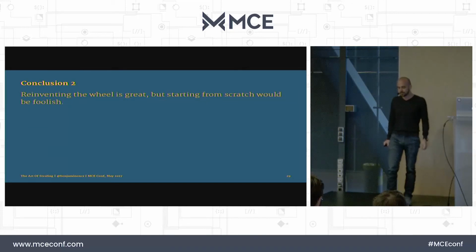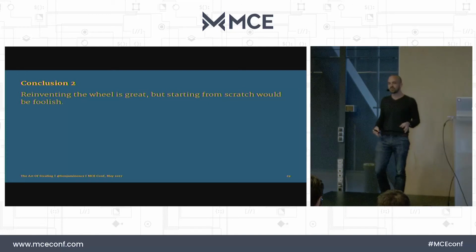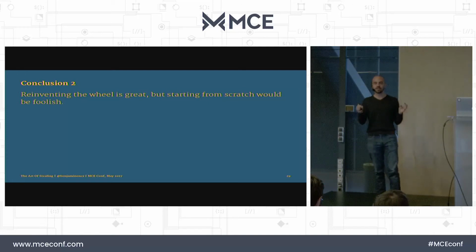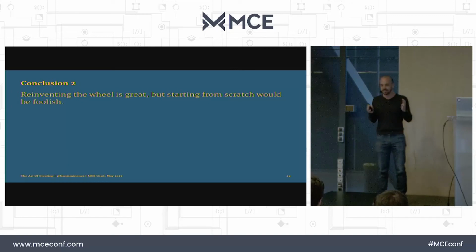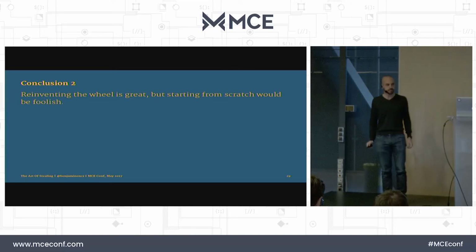Conclusion number 2, reinventing the wheel is great, but starting from scratch would be foolish. This talk was not about using third-party libraries instead of writing something from scratch, but it was instead looking at other people's ideas. If someone else has implemented this before, they will have run into problems. Ideally, they open source the code, maybe they open source the paper. Look at that evidence before you start implementing your own solution. Implementing your own solution is great, but make sure you learn from the lessons that other people have shared.